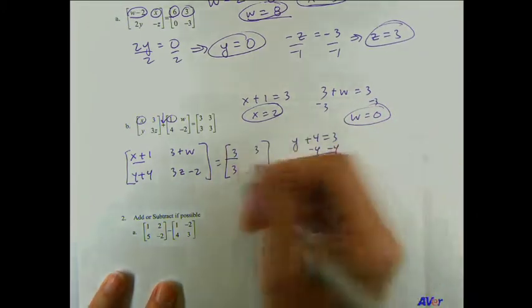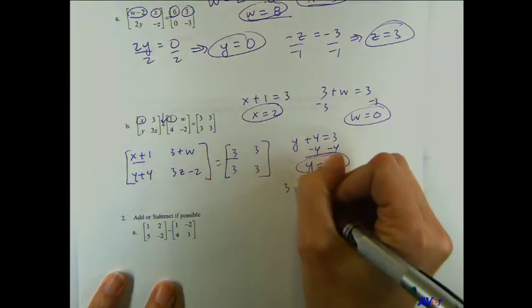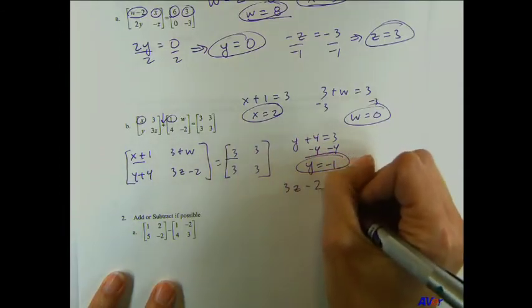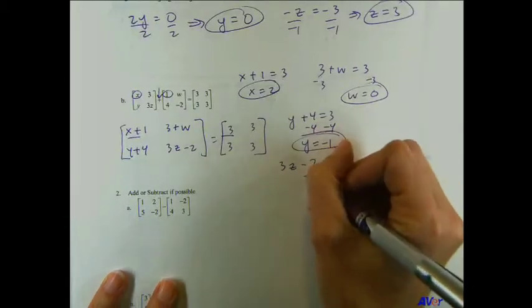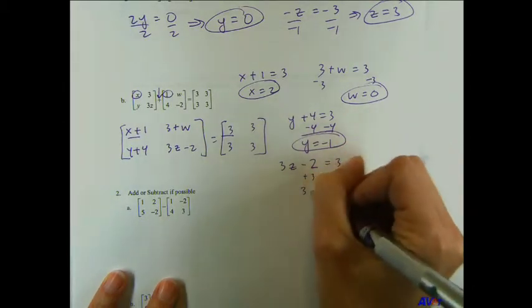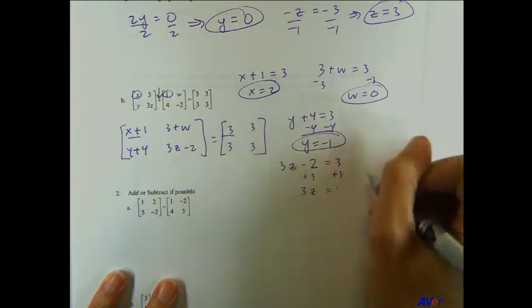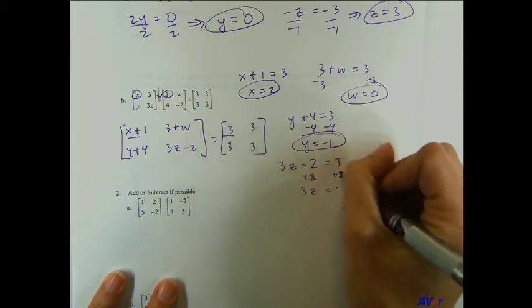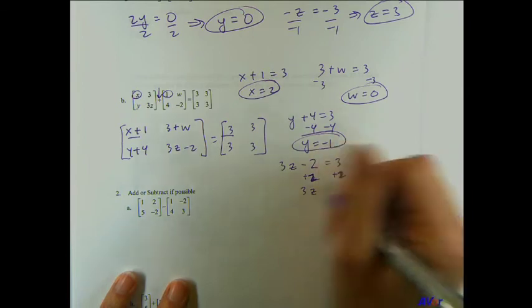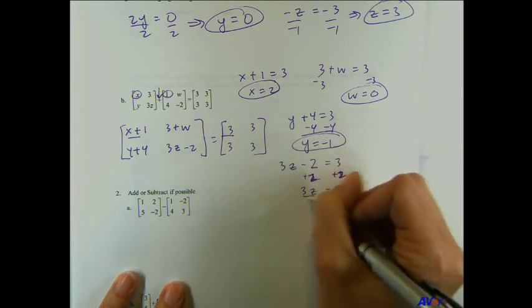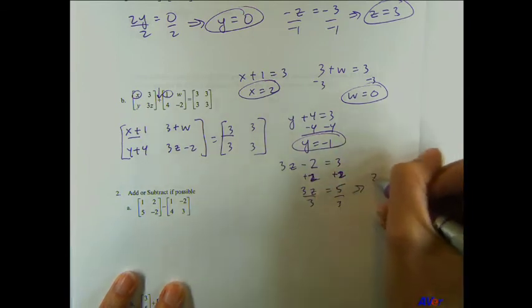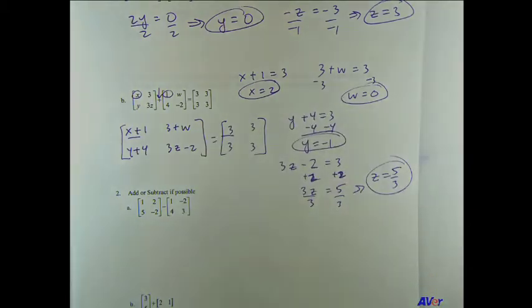And then finally, just a tiny bit of work on those last entries. 3z minus 2 equals 3. Add the 2 to both sides. So 3z equals 5. Divide by 3. And z, we'll just leave it as 5/3. Z equals 5/3. So again, just make sure that you're adding entry-wise and that you're also comparing, if you need to solve an equation, entry to entry.